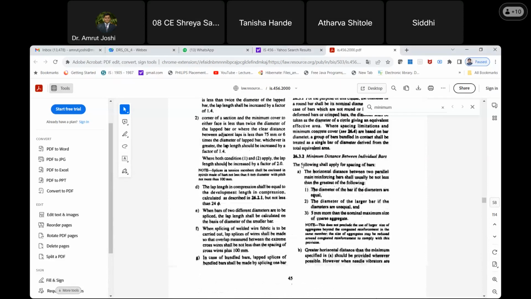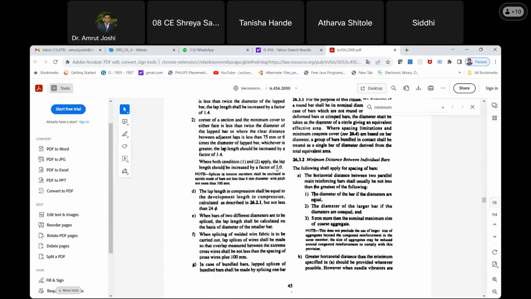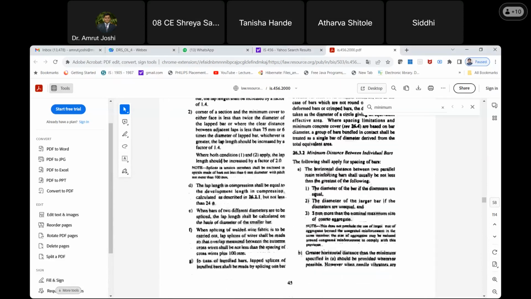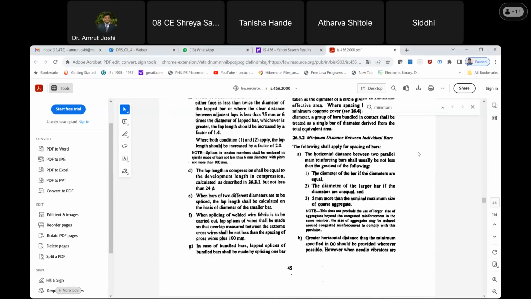I hope that clause is visible to you. Clause number 26.3.2. Are you able to read that, Shreya? Yes, sir. So what does it say? The horizontal distance between two parallel main reinforcing bars shall usually be not less than the greatest of the following. The diameter of the bar, if diameters are equal.